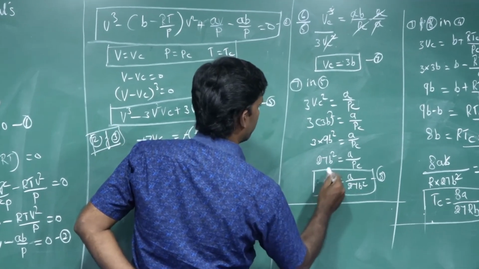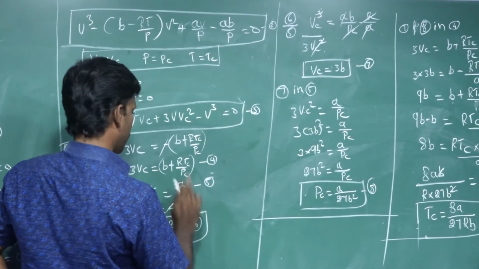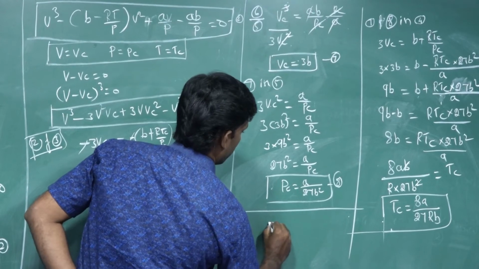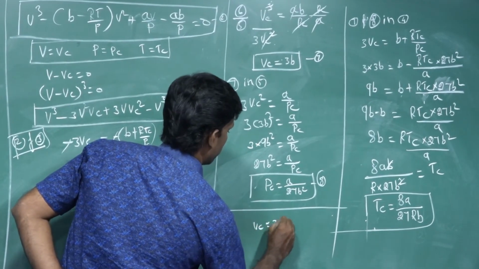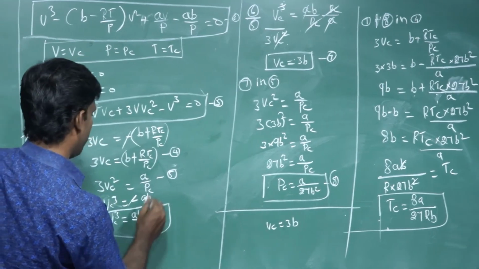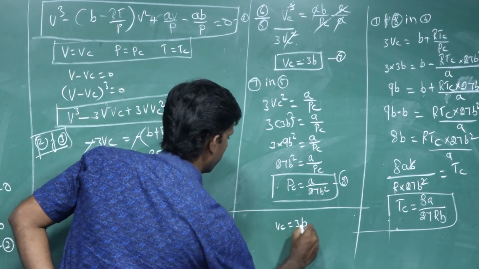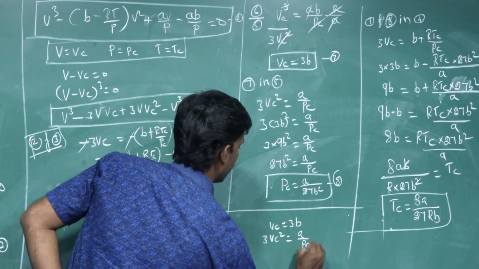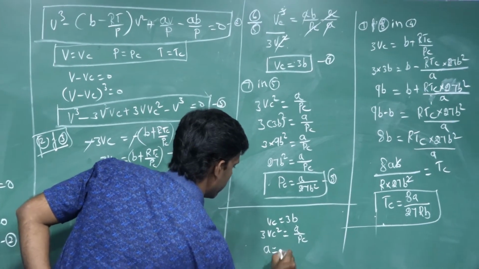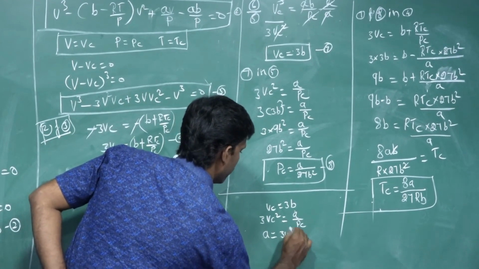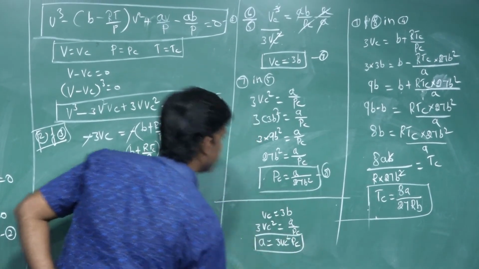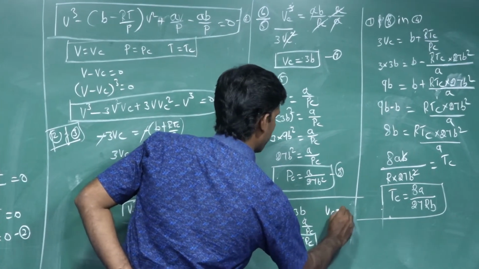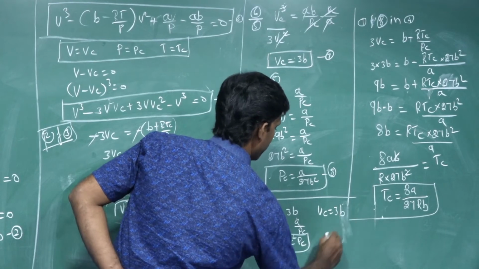So you want van der Waals constant B, you apply this equation. VC equal to 3B, no? What is equation number 5? 3VC squared equal to A by TC. A is a van der Waals constant, so A equal to 3VC squared TC. This is the A value. You want to know the B value, B also a van der Waals constant, VC equal to 3B, then B equal to VC by 3.